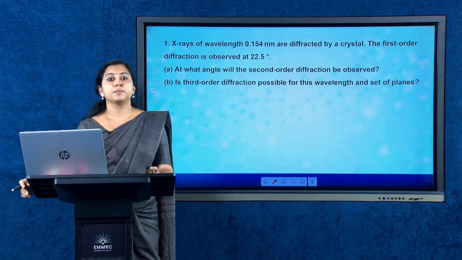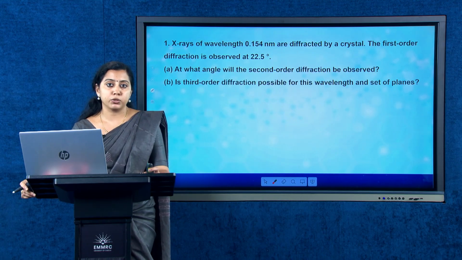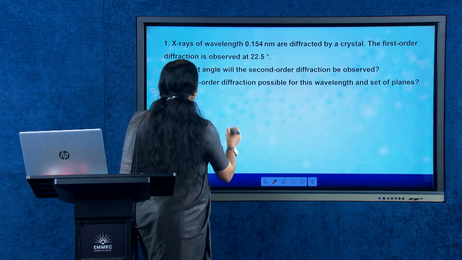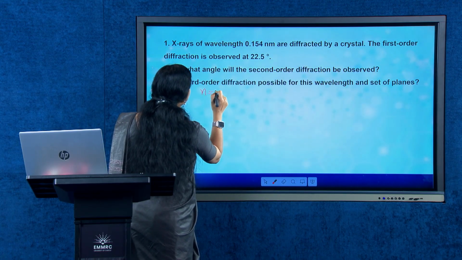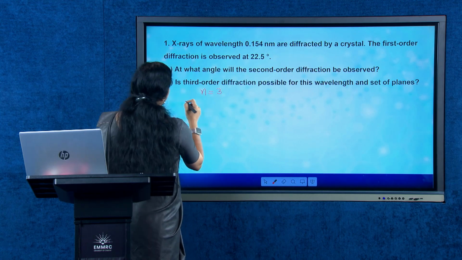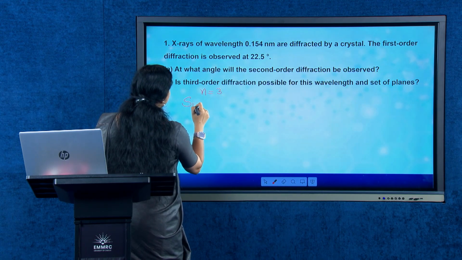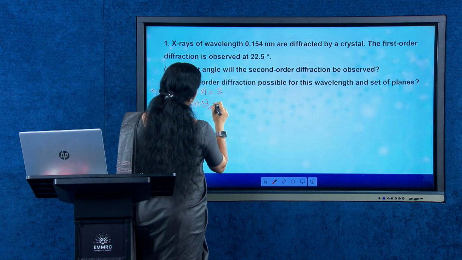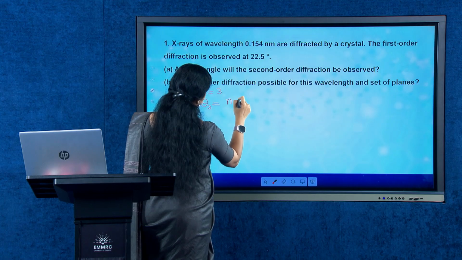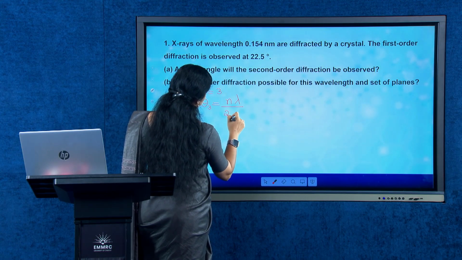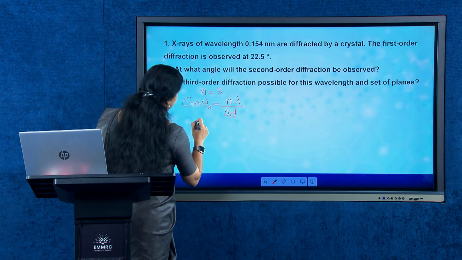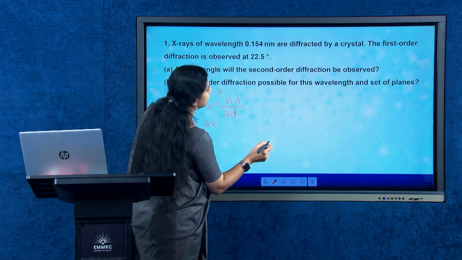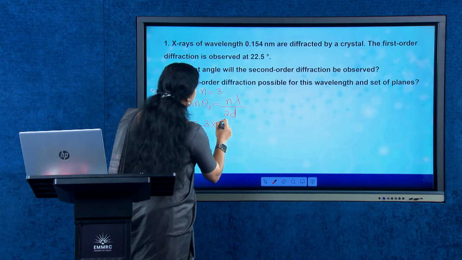The B part is: is third order diffraction possible for this wavelength and set of planes? Okay. So, third order means n equal to 3. So, let us find out the angle. So, sin theta 3 is equal to n lambda by 2d. That is equal to 3 into lambda, which is 0.154 nanometers.